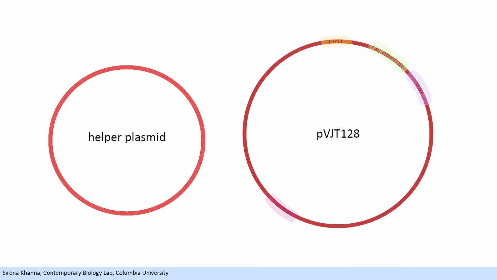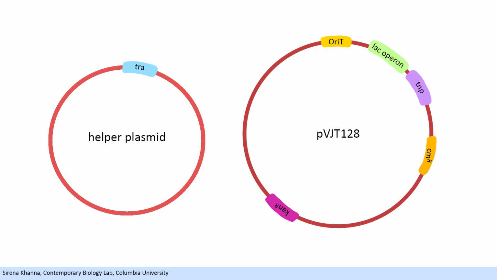There are several important sequences on the PVJT128 plasmid, including the origin of transfer, also known as ORET, lac operon, TMP gene, chloramphenicol resistance gene, and kanamycin resistance gene. For the conjugation part of the lab, the ORET and chloramphenicol resistance gene are the main focus.